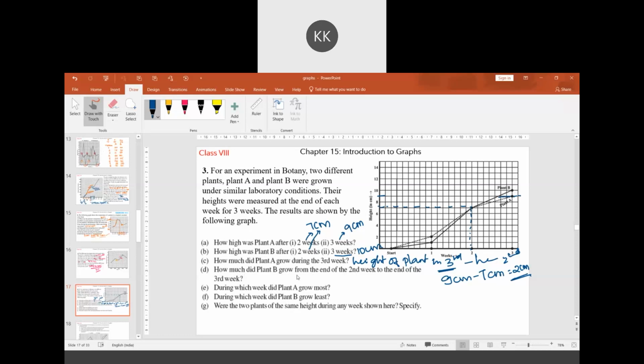It's the same question again. Yes, sir. We should do the same calculation. 10 centimeters minus 7 centimeters, from 7 to 10 centimeters is equal to 3 centimeters. Correct.